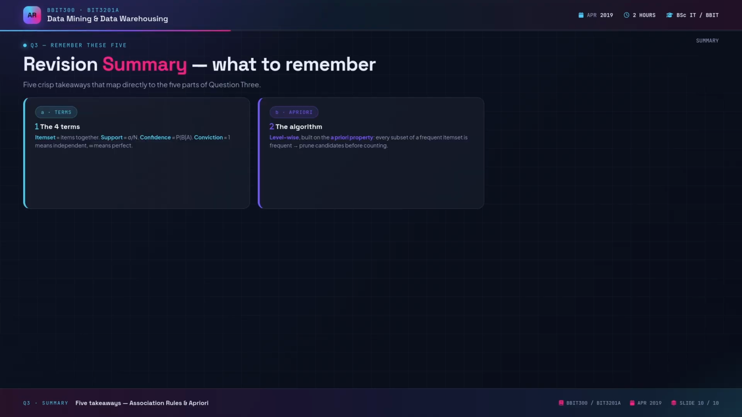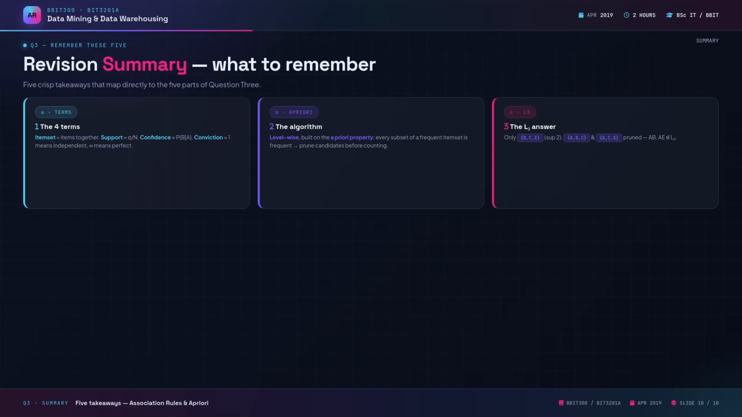Second, Apriori is the level-wise algorithm built on the Apriori property. Every subset of a frequent item set is frequent, so infrequent subsets let us prune candidates before counting. Third, for the worked example with minimum support of 2, the only L3 item set is BCE, with support count 2. Both ABC and ACE were pruned because their AB and AE subsets were not in L2. Fourth, from BCE all 6 candidate rules clear the 50% confidence bar. 2 of them, BC implies E and CE implies B, are perfect at 100%.